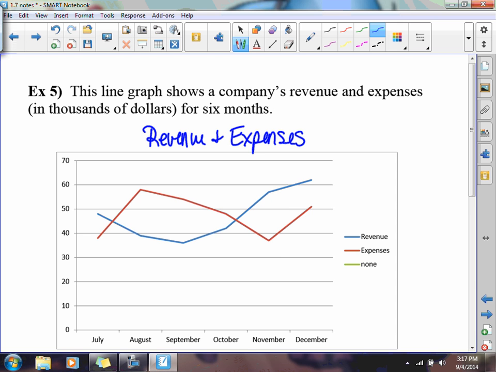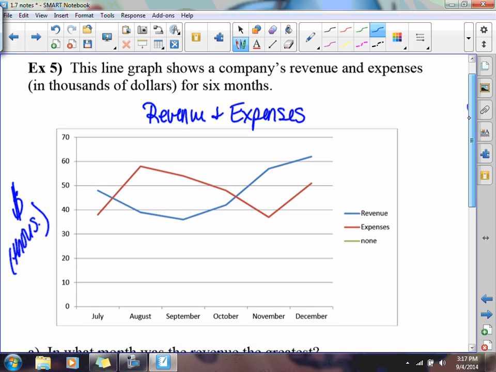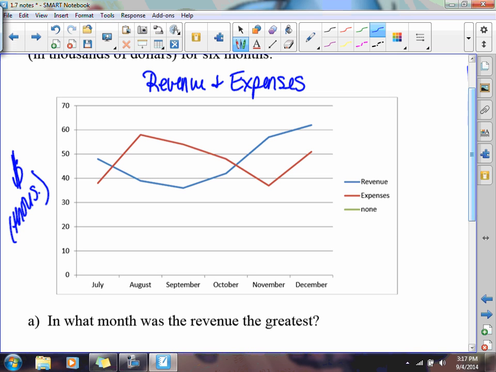And it's in thousands of dollars. So over here, that would be our dollar amount, and it's in thousands. Okay. And this shows the company's revenue and expenses for 6 months. So it's starting in July and going through December. So it's the last half of the calendar year.